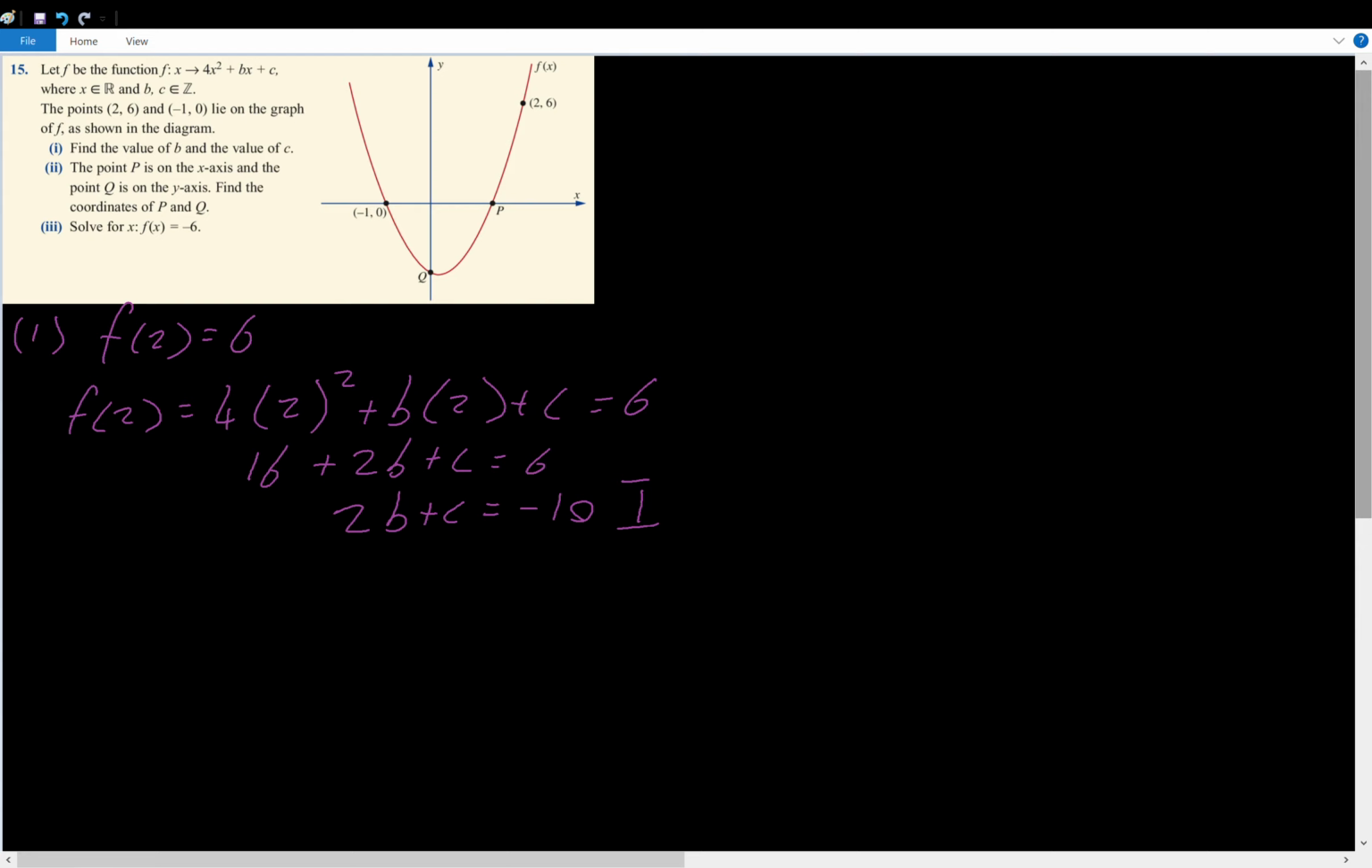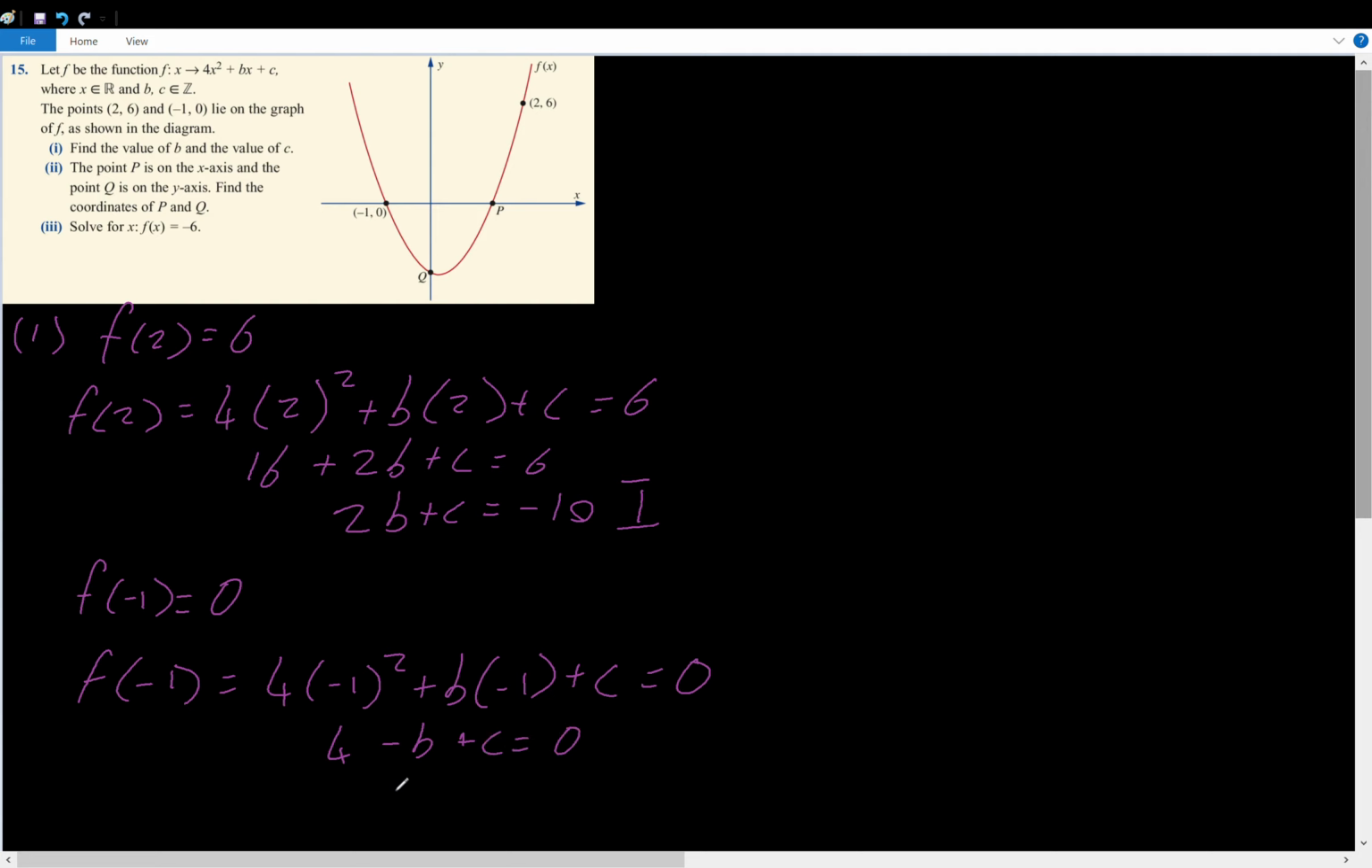Our second equation we're going to get from the point (-1, 0). (-1, 0) being on the curve means that f of -1 is equal to 0. And f of -1 is equal to 4 times (-1) squared plus b times -1 plus c, and that is equal to 0. We multiply that out. (-1) squared is 1, 1 times 4 is 4, and b times -1 is going to be -b, and then we just have c still equal to 0, which means our second equation is going to be -b plus c equals -4. And that is our second equation.